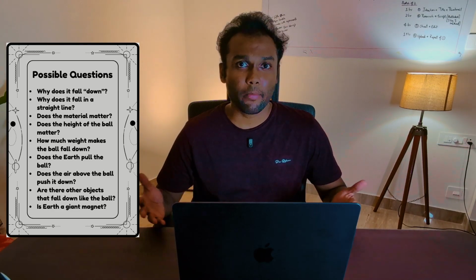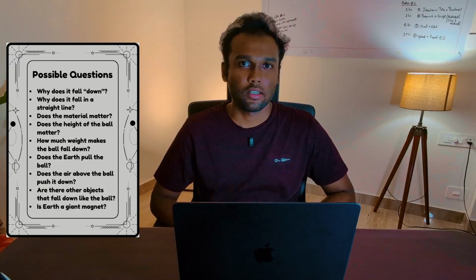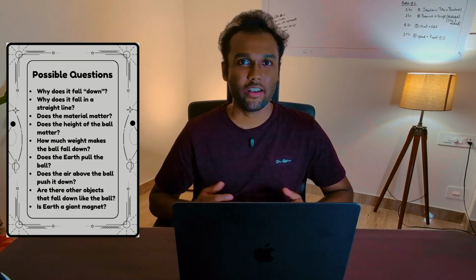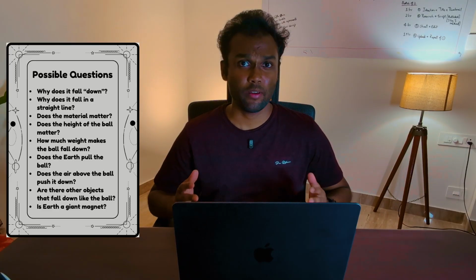Is Earth a giant magnet? Is there a huge column of air above the ball that's pushing it down? Is there an invisible force? Does the material of the ball matter? Does the shape of the ball matter? Does it have to be a ball? Can any object fall down or behave similarly? Every single one of them has been a serious hypothesis at some point in history.